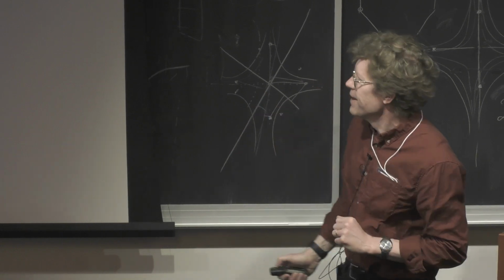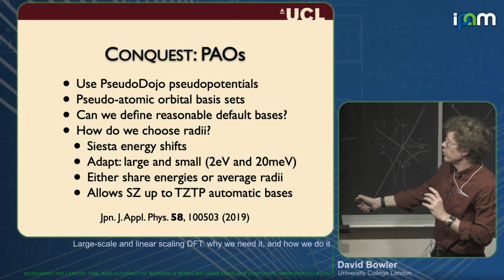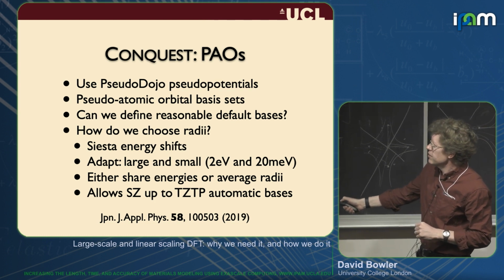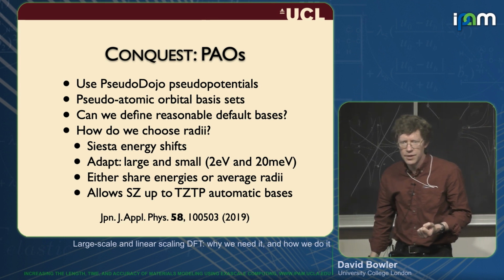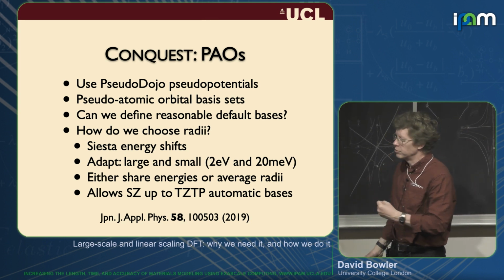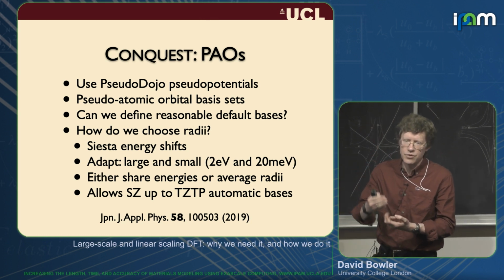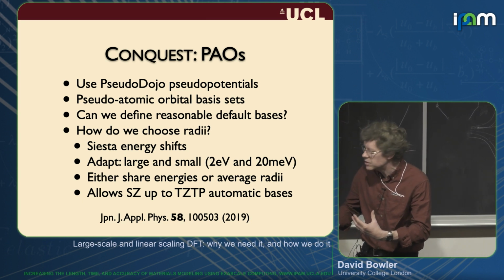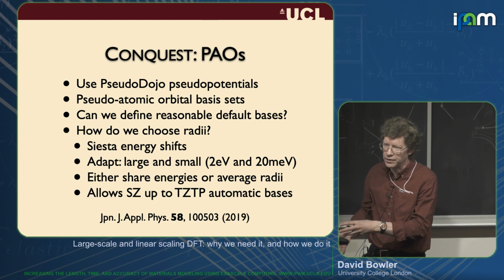So thank you. So, pseudoatomic orbitals. We use the PseudoDojo pseudopotentials. I'll show you that in a minute. And the question that I had in the back of my mind was, can we define reasonable default basis sets for these pseudoatomic orbitals? Because the way that they're defined is typically you have the valence electrons, you add in polarization orbitals, in other words, you go to the next level of angular momentum, and then you have a number of radial functions for each angular momentum channel.